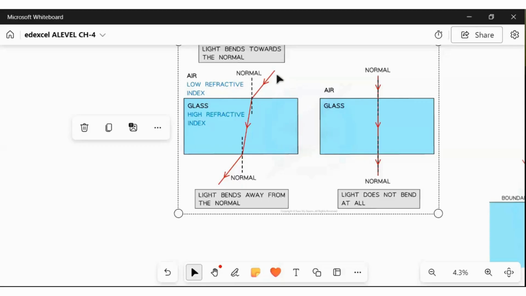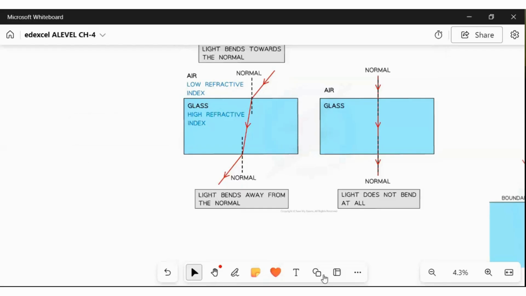See, when a ray of light is incident on a rectangular glass slab, this is a rectangular glass slab. The ray which was about to travel in a straight line, this is not exactly to scale, but you know the point. Light travels in a straight line, but it bent at this point. But when it comes out, why is it again the same? That's the question, exactly here.